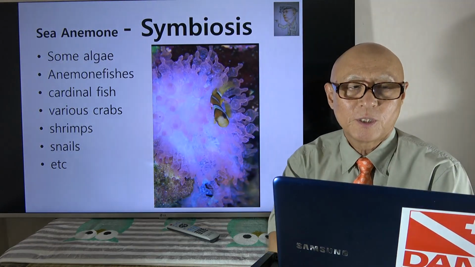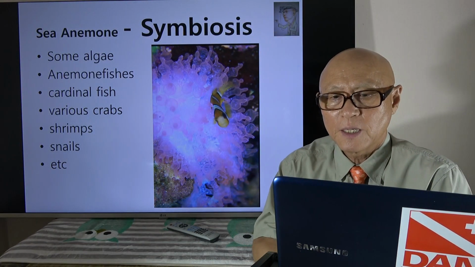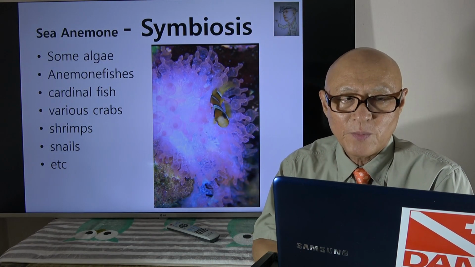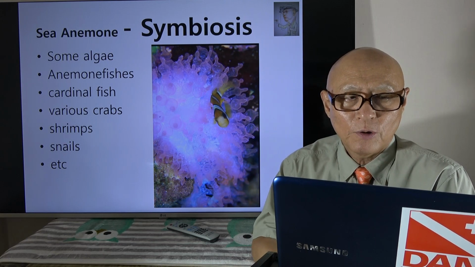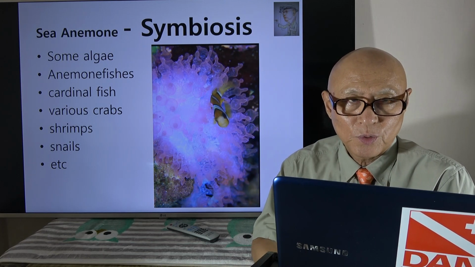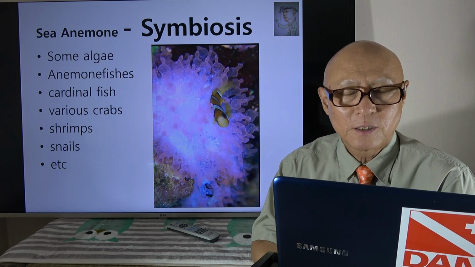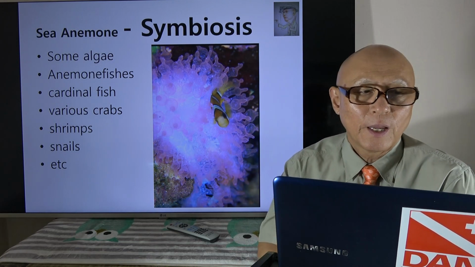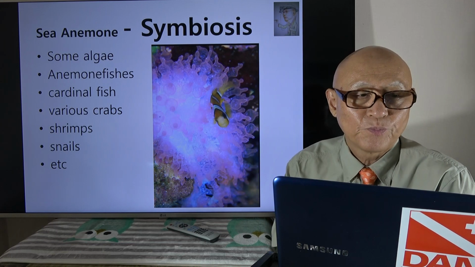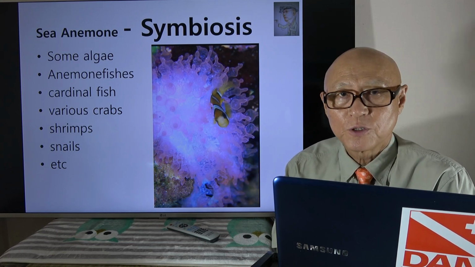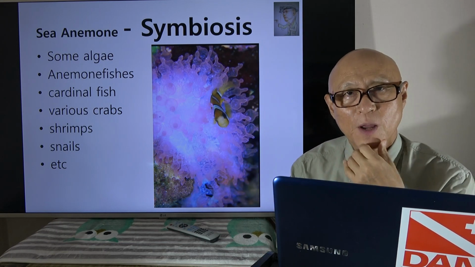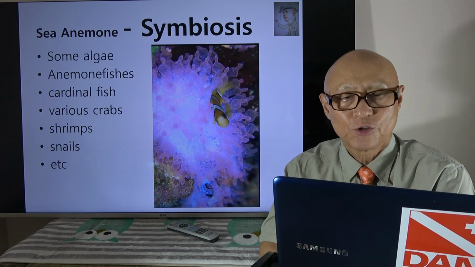Some symbiosis with sea anemones. There is some algae helping them to make up for their inability to photosynthesize. And anemone fishes for sure. There are some cardinal fishes living in it. Crabs, snails, and shrimps.